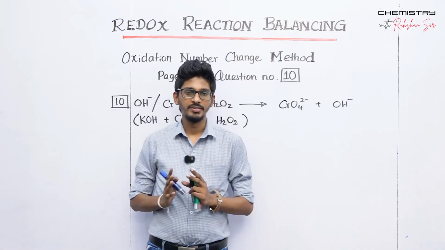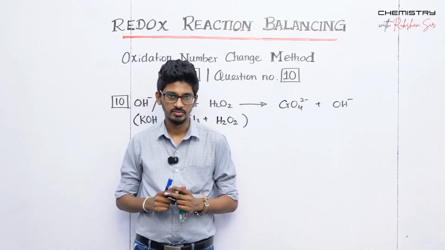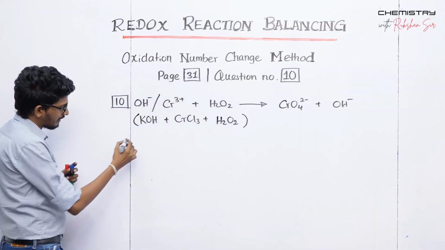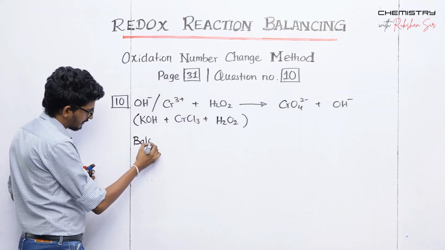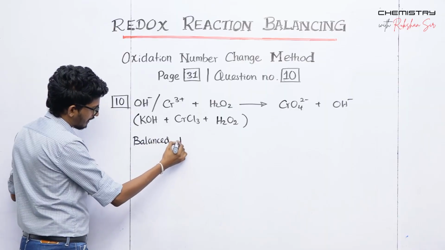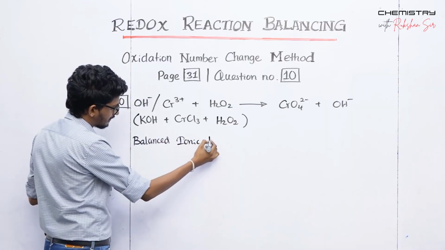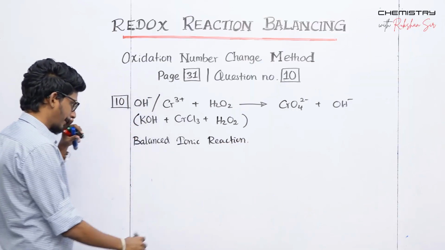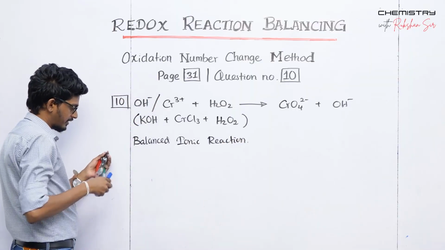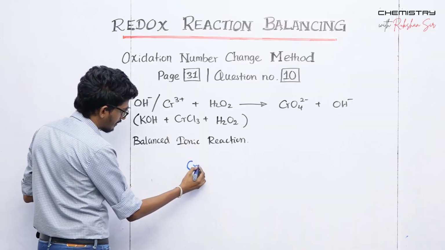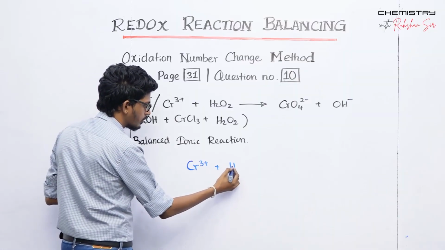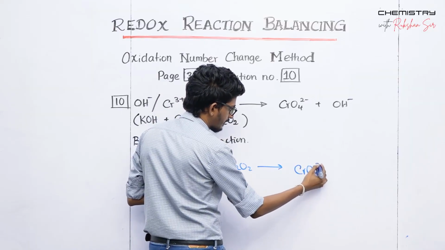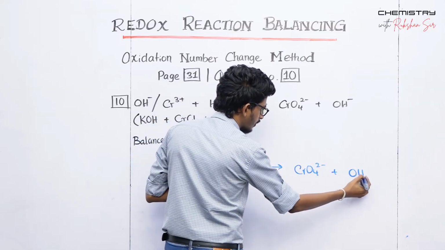Okay, now let's try to balance equation number 10 here. First, let's come up with the balanced ionic reaction. So first, write the species available there: Cr3+, H2O2, CrO4 2-, and OH-.